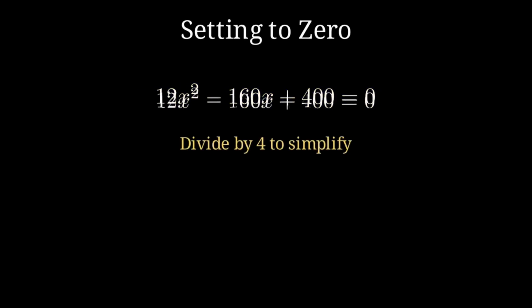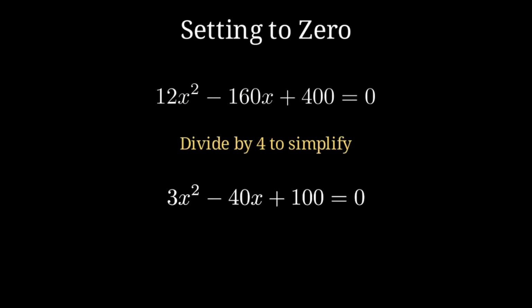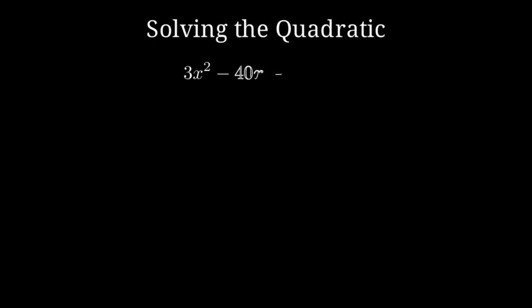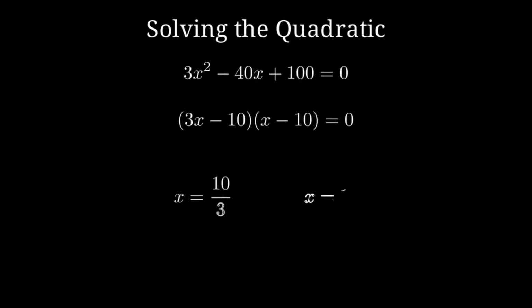We can simplify the math by dividing all terms by 4, leaving us with 3x squared minus 40x plus 100 equals 0. Now we just need to solve for x. We can solve this using the quadratic formula or factoring. We find two critical points: x equals 10, and x equals 10 divided by 3, which is approximately 3.33. Remember our domain? x equals 10 results in 0 volume, so our optimal cut must be 3.33.